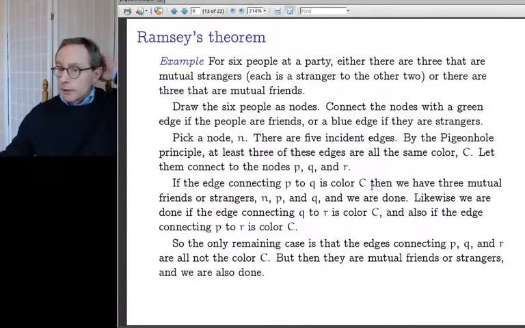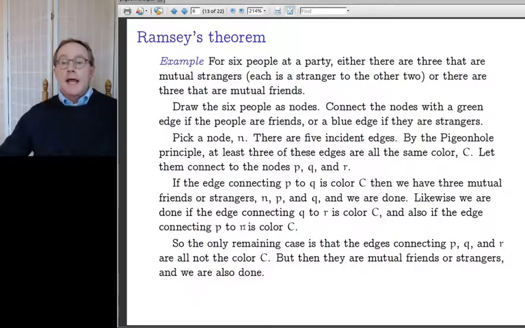And suppose we name the nodes that they connect. So they connect N to P, N to Q, and N to R, just to give the nodes a name. Now think about the edge that connects P to Q. If the edge that connects P to Q is a color capital C, this color here, why then we have N, P, and Q all the same color, and so they're all either mutual friends or mutual strangers. And the same reasoning holds for N, Q, and R, and also for N, P, and R.